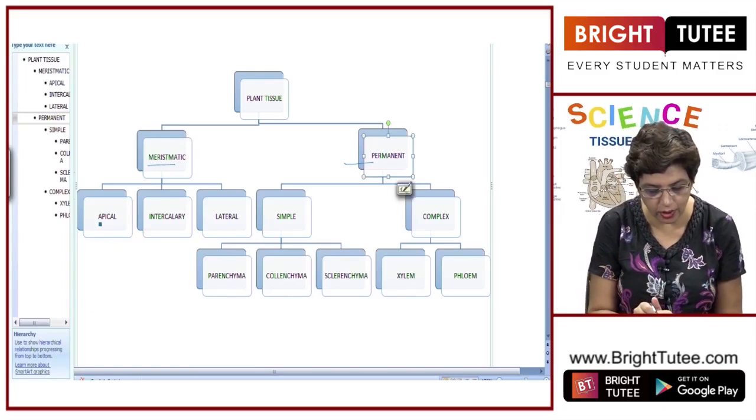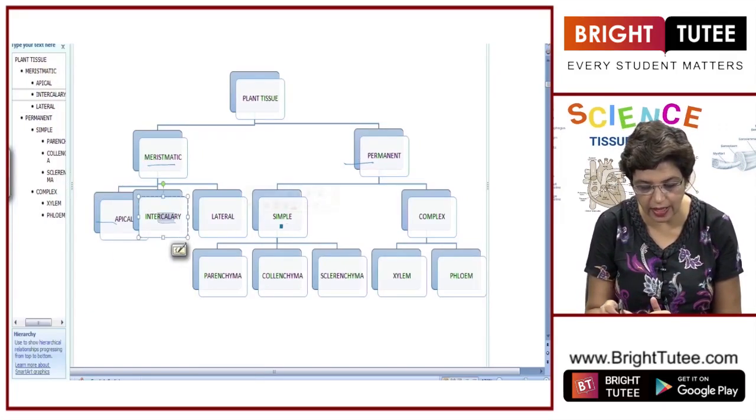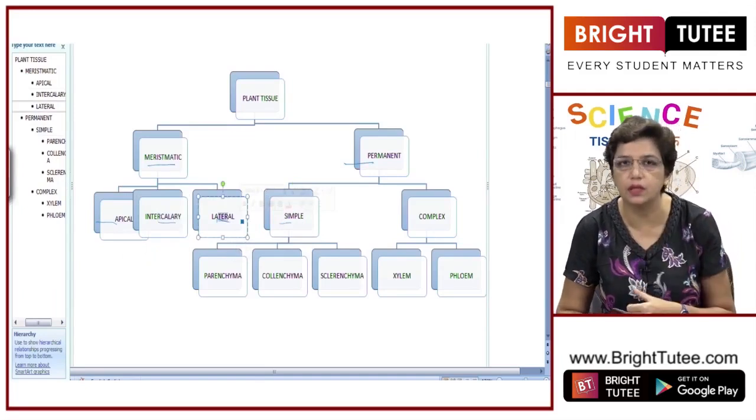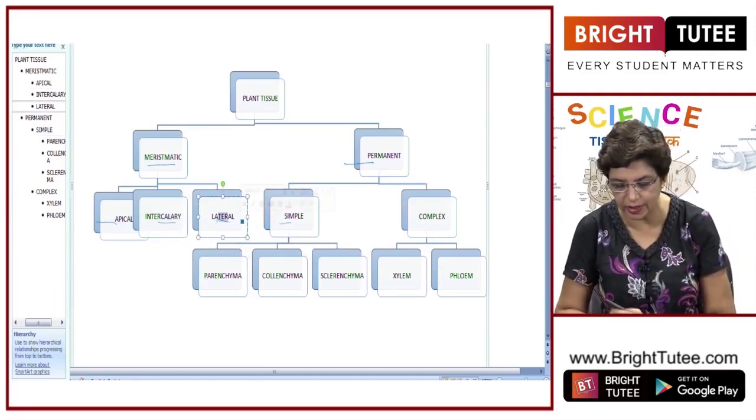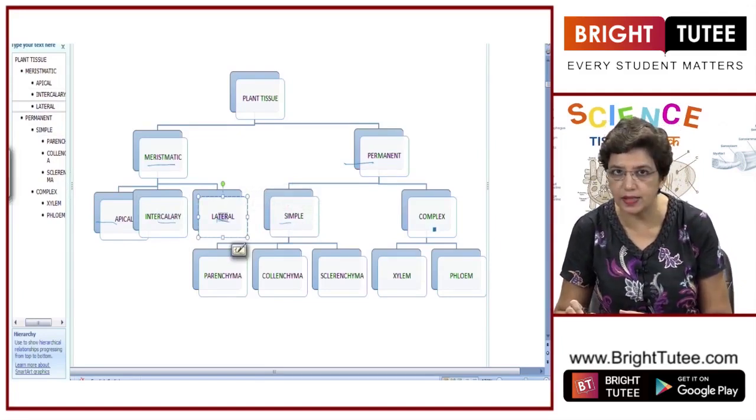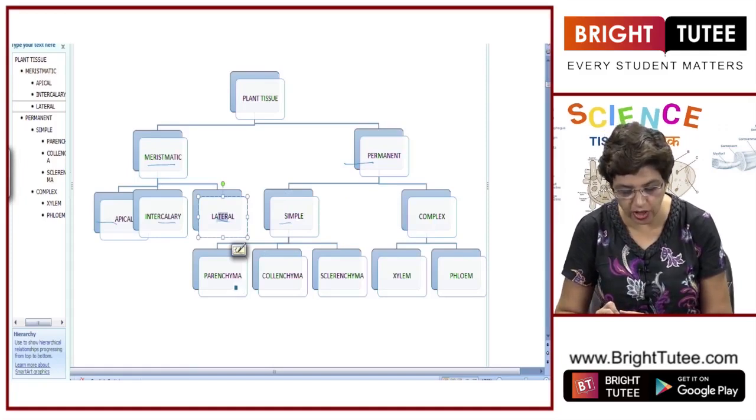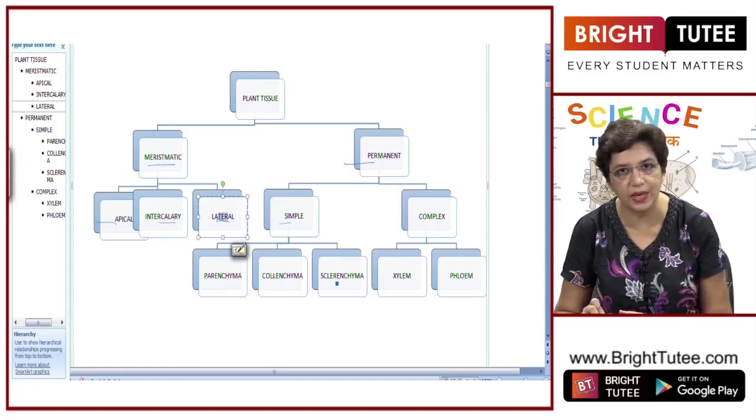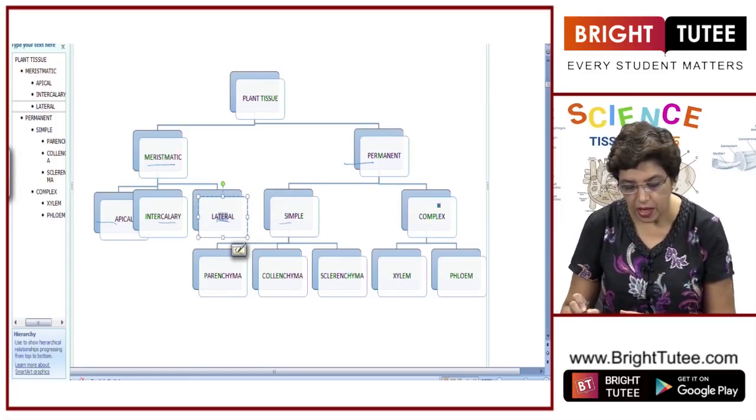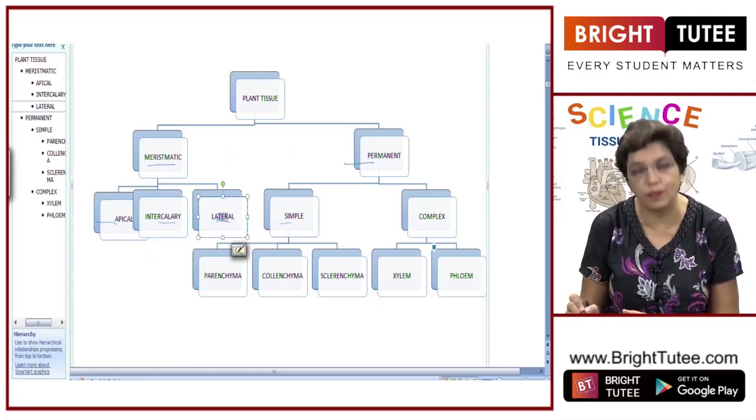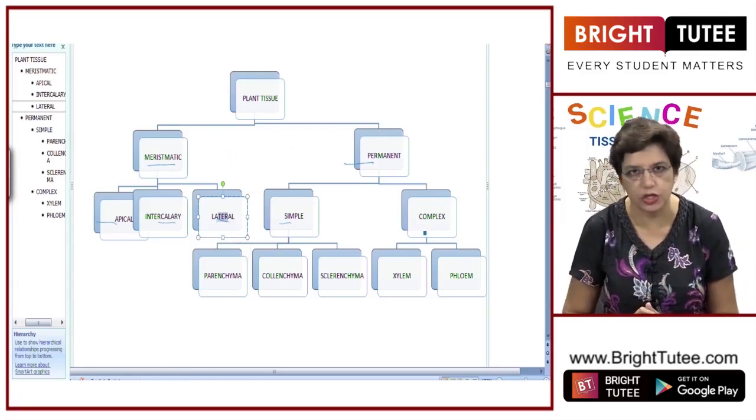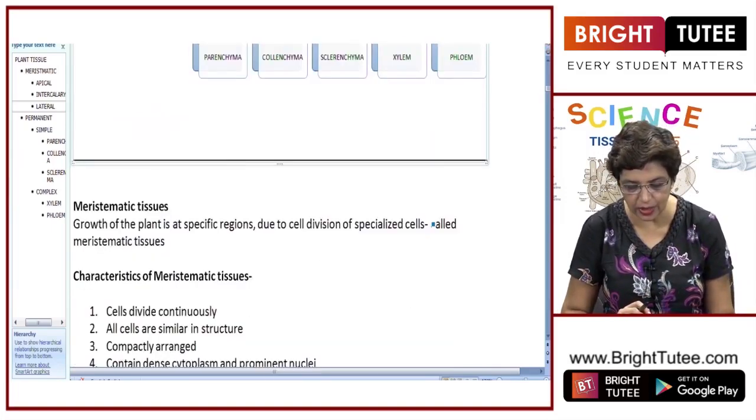Meristematic tissues are further divided into apical, intercalary and lateral, depending upon how they are positioned. We'll study them in detail. On the other hand, permanent tissues are divided into simple and complex. Simple are further divided into three parts: parenchyma, collenchyma, sclerenchyma, and complex are of two types: xylem and phloem. So we need to study in detail all these types of plant tissues and how they differ from each other. So let's do that.